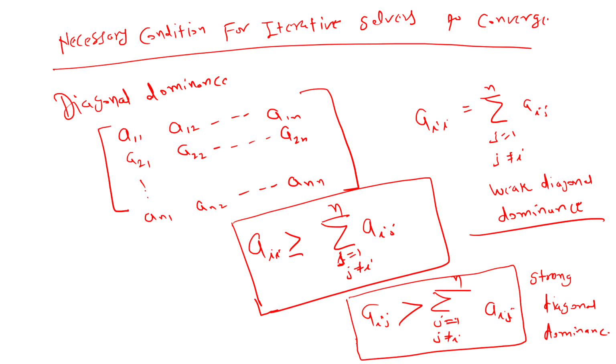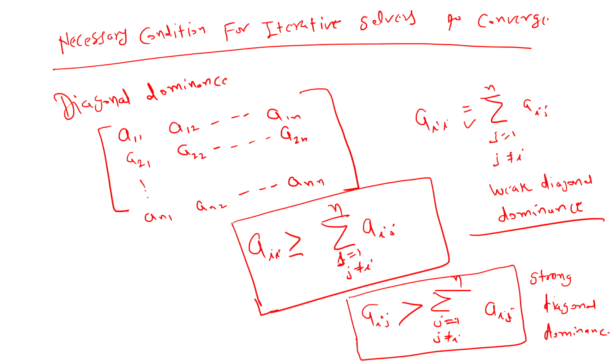And if we have the equality sign here, so basically the diagonal element is equal to the sum of all the non-diagonal elements in a row, then it becomes a weak diagonal dominance case, and we will need more iterations to find the solution of Ax equals B via iterative solvers like Gauss-Seidel and Gauss-Jacobi. So that's what diagonal dominance means, and it is the necessary condition for the iterative solvers to converge.